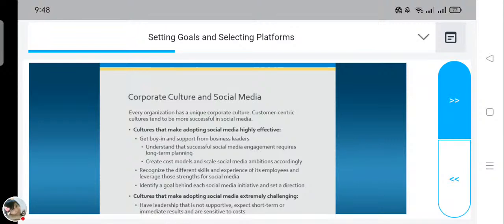And they also are very demanding. They expect to see immediate results instead of understanding that social media is something that has to be built over time. They might be very sensitive to costs, and they might be resistant to technology in general. So one of the things that you have to assess when you're getting ready to set long-term strategic plans about social media is, do you have the support that's necessary for success? And how much work are you going to have to do to convince the organization that social media is important?